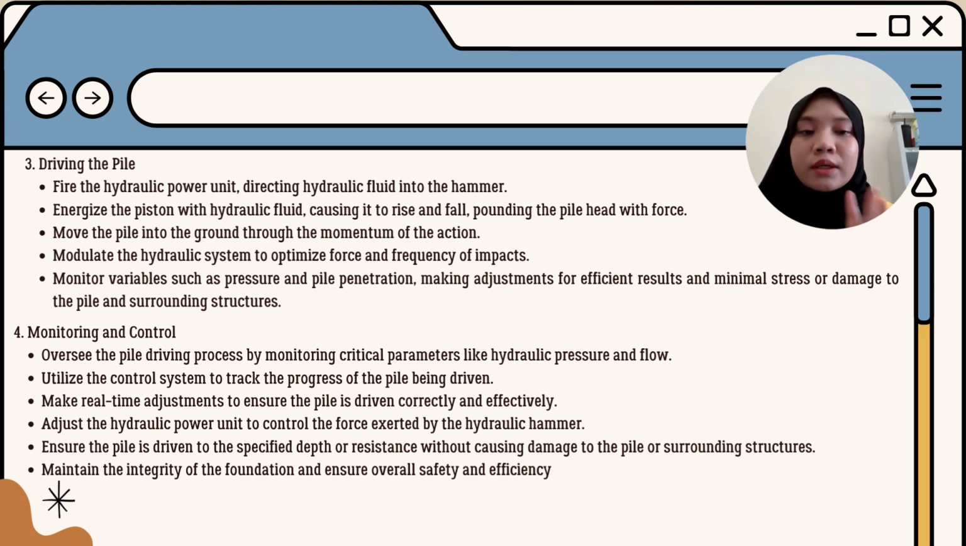Next, the part on monitoring and control. For this part, oversee the pile driving process by monitoring critical parameters like hydraulic pressure and flow. Utilize the control system to track the progress of the pile being driven. Make real-time adjustments to ensure the pile is driven correctly and effectively. Adjust the hydraulic power unit to control the force sustained by the hydraulic hammer. Ensure the pile is driven to the specific depth or resistance without causing damage to the pile or surrounding soil. Lastly, maintain the integrity of the foundation and ensure overall safety and efficiency.